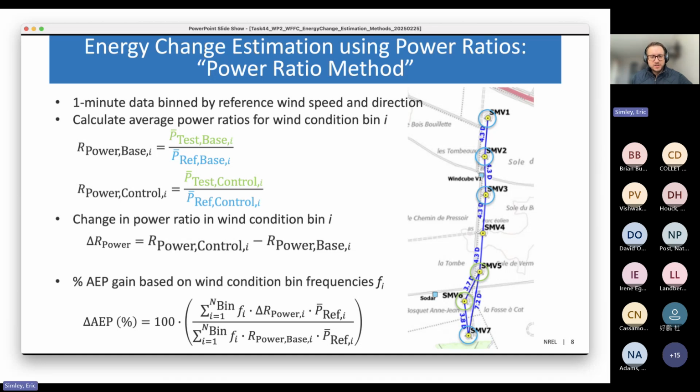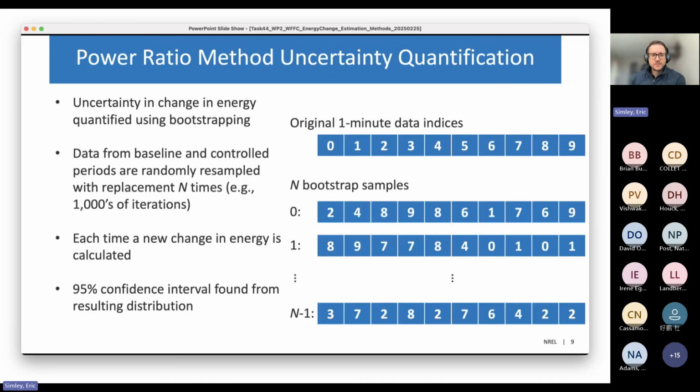And then these bin frequencies F, they can be long-term frequencies determined from a long-term wind rose, or just the frequencies based on the data collected during the experiment. So for the results here, we're just using the frequencies during the experiment period. Okay, so that's how we estimate the increase in energy or the change in energy.